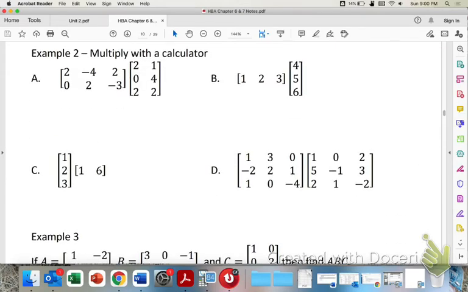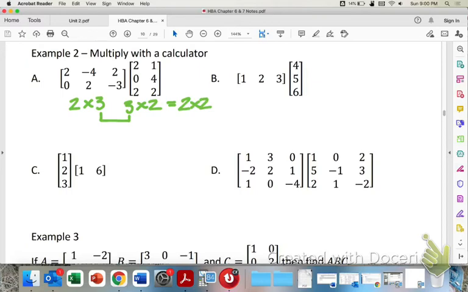So in example 2 here, the first thing, before you type any of these in, that I would want you to do is to check if they would work. So let's go through all 4 of those at once. A is a 2 by 3 matrix. The second one is a 3 by 2. If the middle numbers match, which they do, that means my answer should be a 2 by 2.